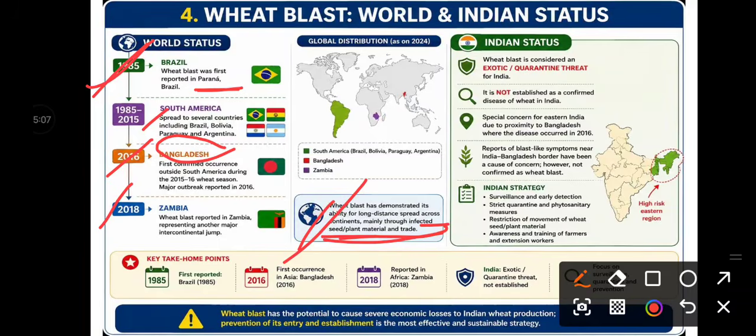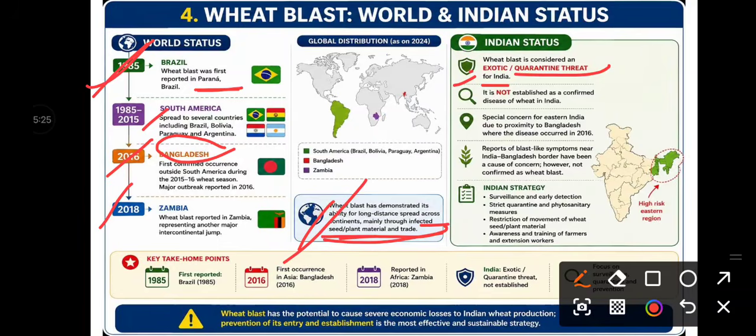That's why in India, to restrict this disease, quarantine measures have been taken. So for India, wheat blast is considered an exotic quarantine threat. Remember this line.